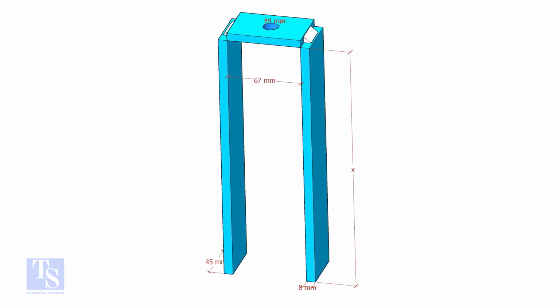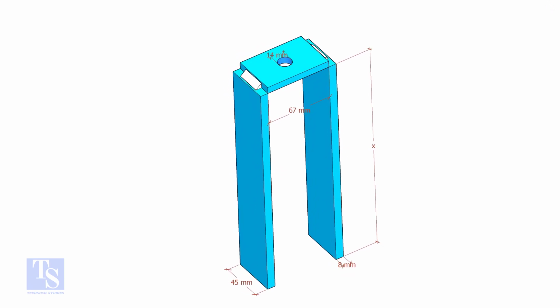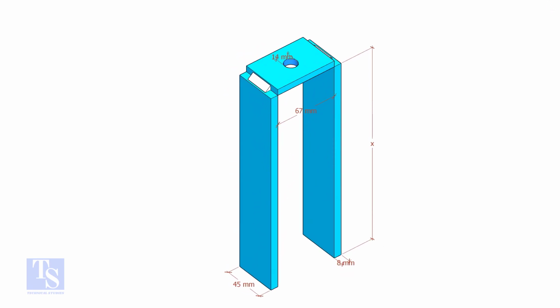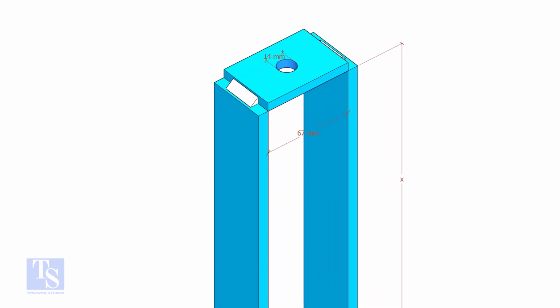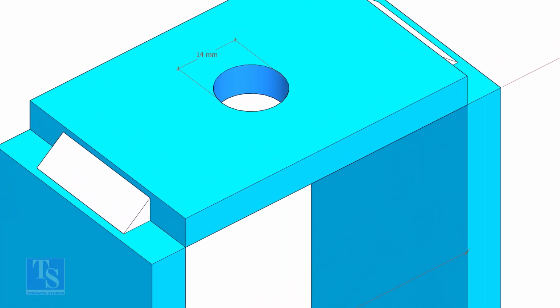Make one frame, like this. The size shall be 6 or 8mm thick, and 50mm in width. The height of the frame depends on the size of the elbow. The hole size shall be 2mm more than the size of the bolt.